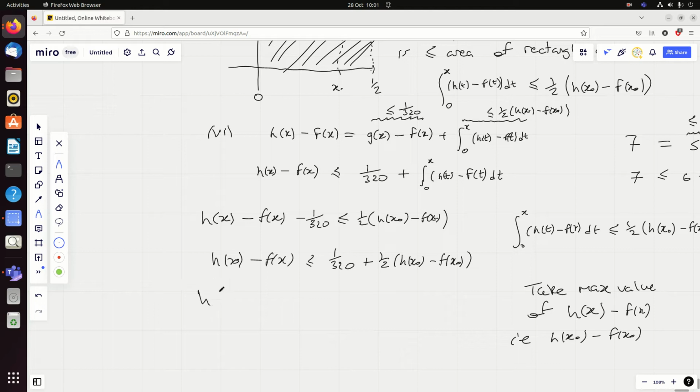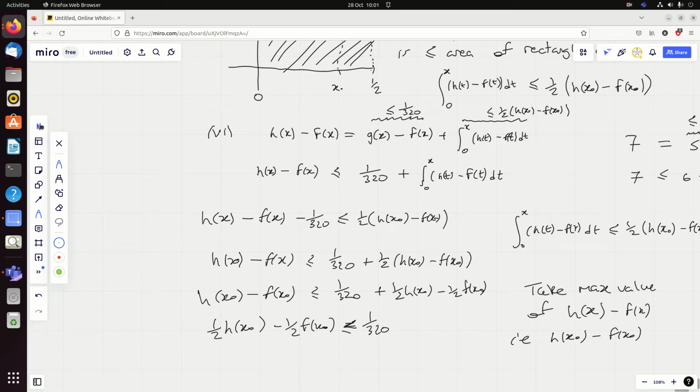Then I can say h of x0 minus f of x0, it's going to be dead easy now, is less than or equal to, you can see why it's coming out as well, a half h of x0 minus a half f of x0. This easily rearranges into a half h of x0 minus a half f of x0 is 1 over 320, oh, less than or equal to, watch it.